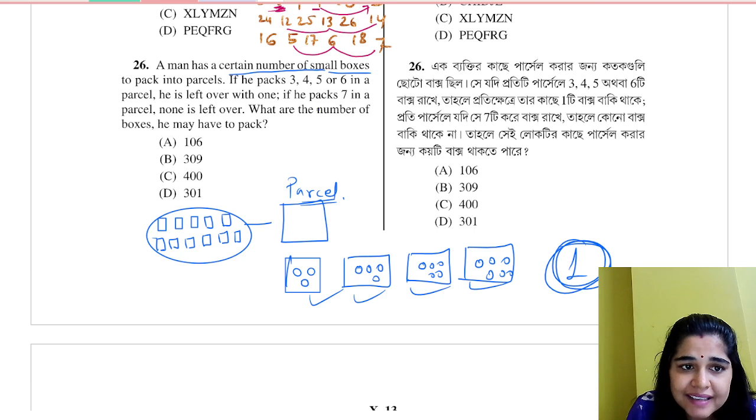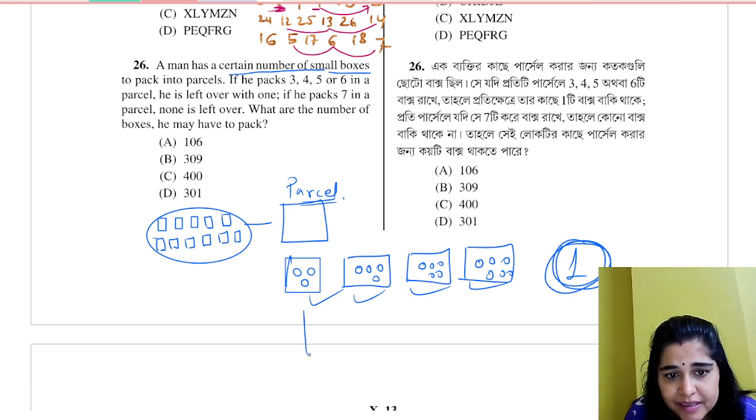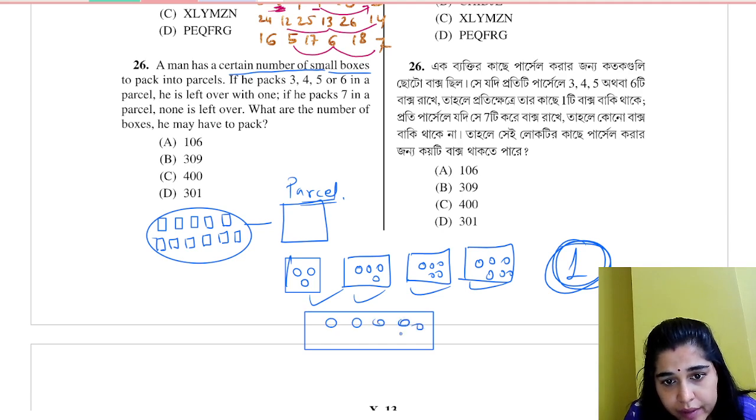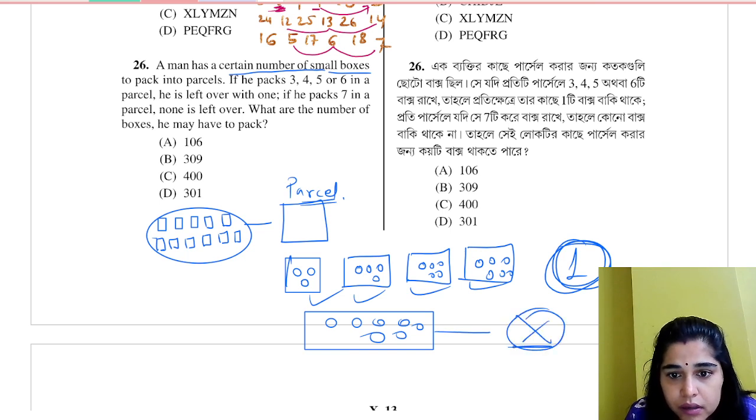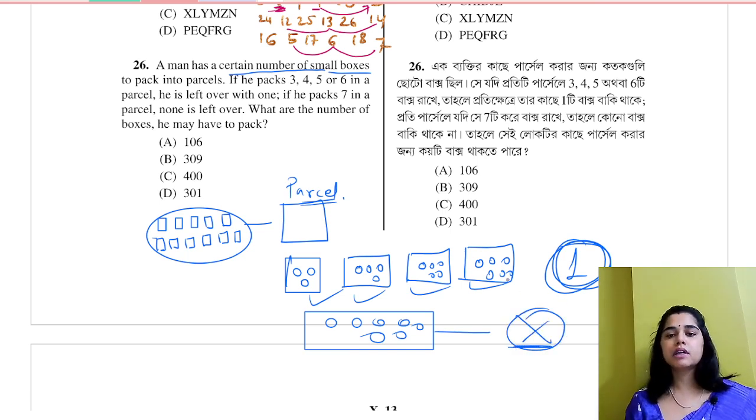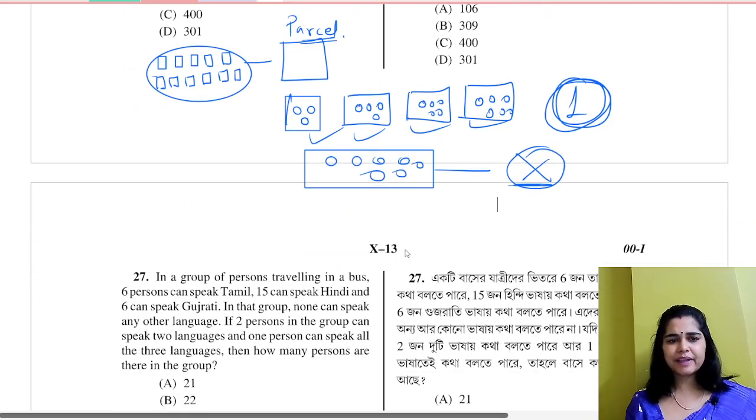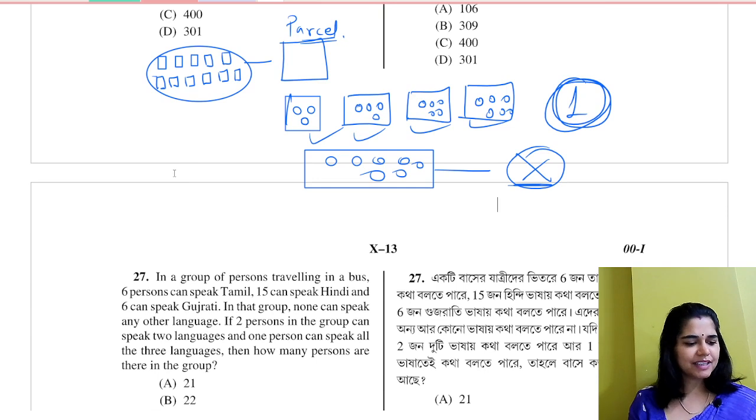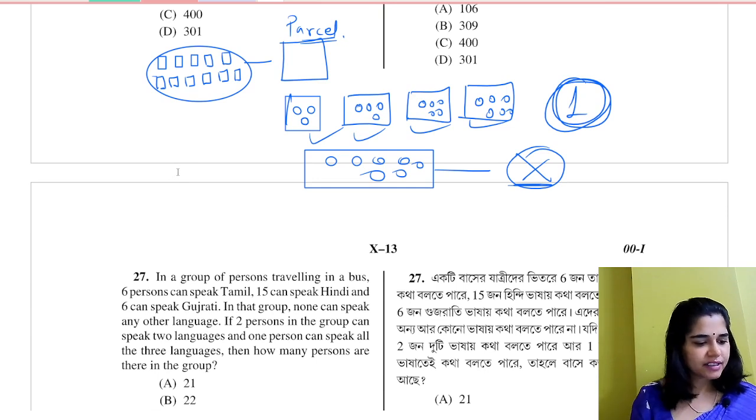And if he packs 7 in a parcel, then nothing is left over. No leftover, nothing left over. So I will explain in simple terms. Let's see what they said.